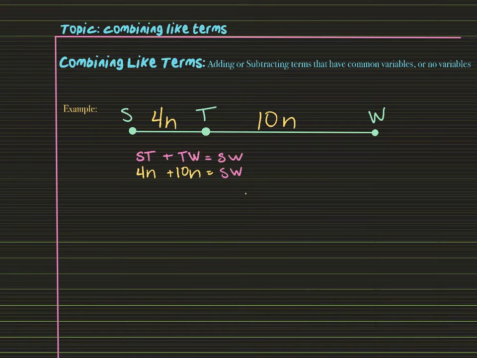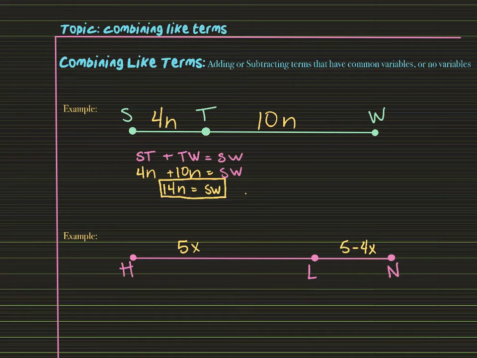And I know that those combined will equal SW. Now I see that in my first and my second term, they both share this N variable. So those are like terms. They have common variables, so I'm going to combine those together. And if I take 4 plus 10, I have 14N. And that gives me my total SW. And that is my answer. Let's look at a second example.